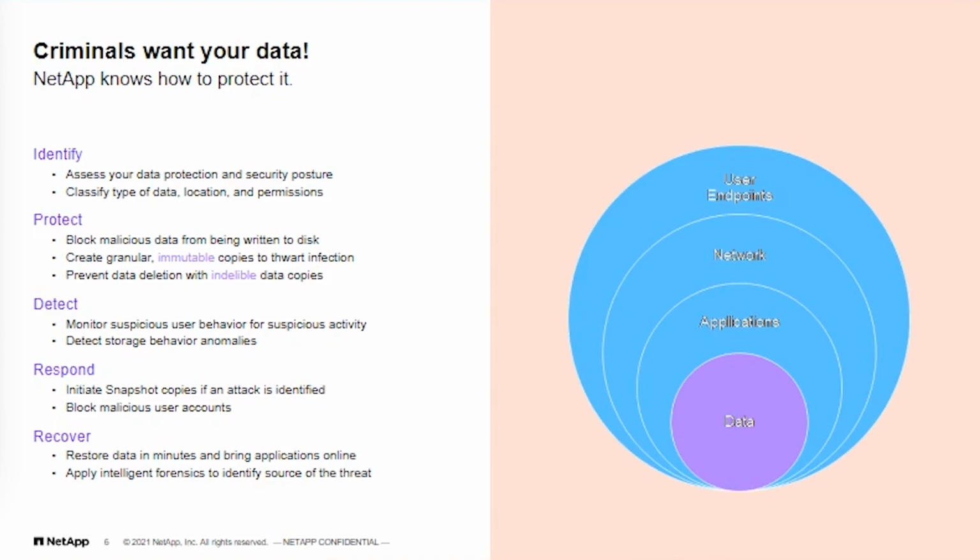And as you look at the cybersecurity framework around identify, protect, detect, respond, and recover, we offer capabilities within each one of these areas to help customers, one, identify what type of data they have, and provide assessments to help them improve their security posture. We provide capabilities to protect their data, detect potential threats, respond to those threats, and ultimately rapidly recover to get your business back running. And we'll talk a little bit more about that as we move forward.